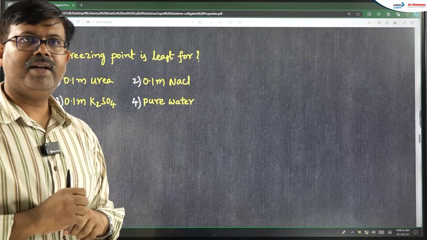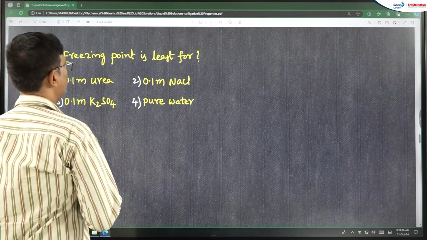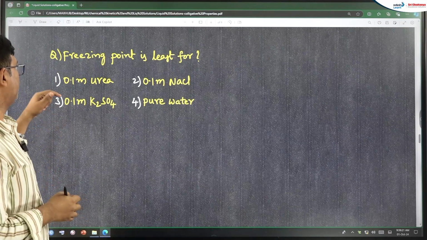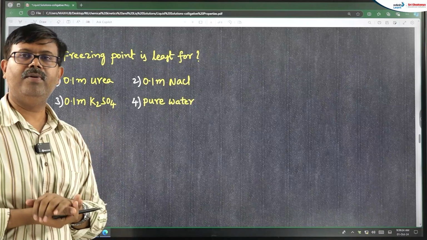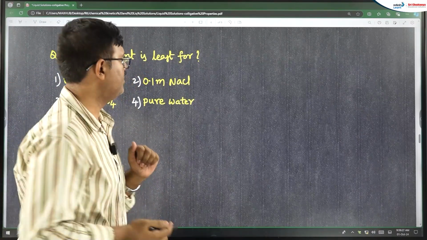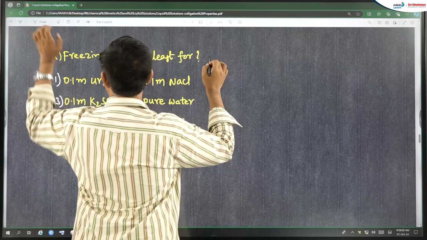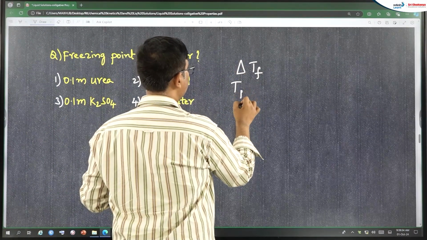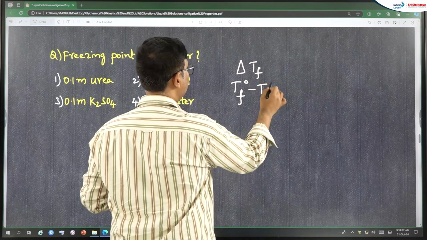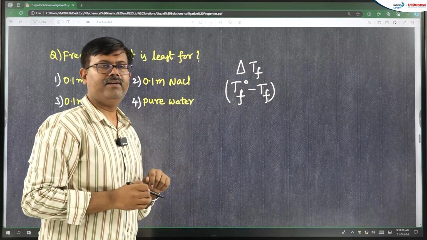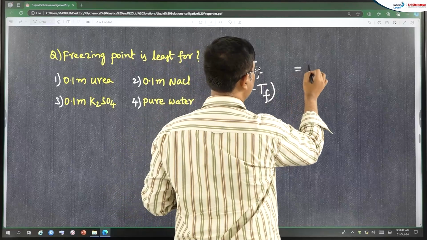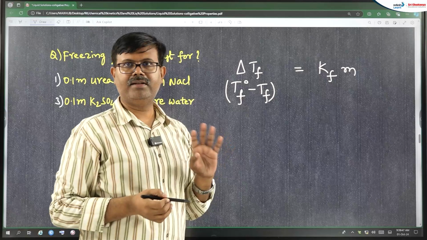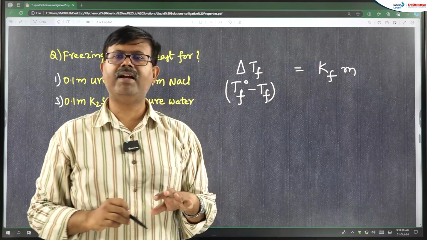Next, freezing point is least for. Freezing point is least for which case? Now see, first let's see the formula of depression of freezing point once again. What is the formula? Delta TF, that means TF naught minus TF. That is what delta TF is equal to KF into molality. If you include correction factor also, always include correction factor only.